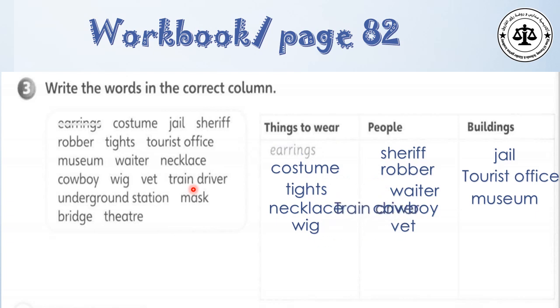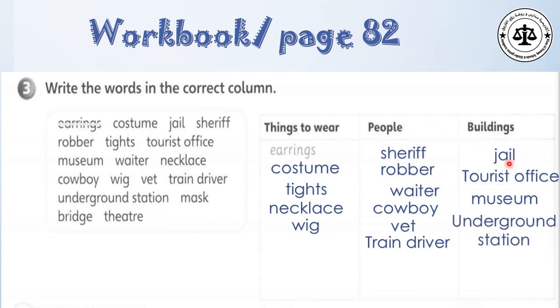Train driver. Yes, سائق القطار. Underground station, محطة تحت الأرض, وهي it's a building. Mask. Yes, thing to wear, وهو القناع. Bridge, جسر. Yes, it's a building. And the last one, theater. It's also a building.